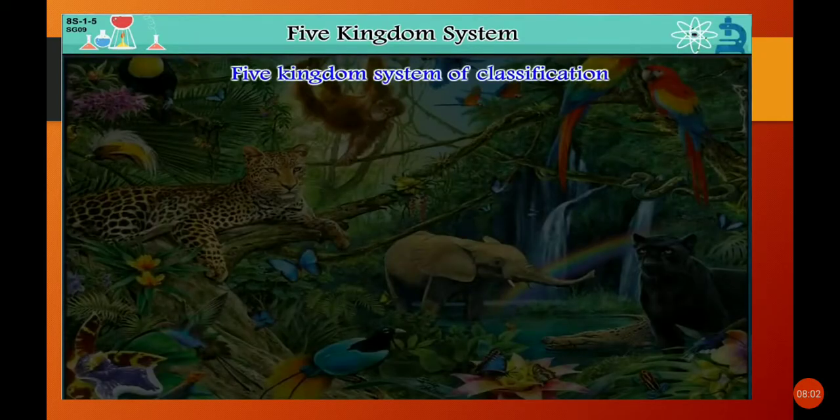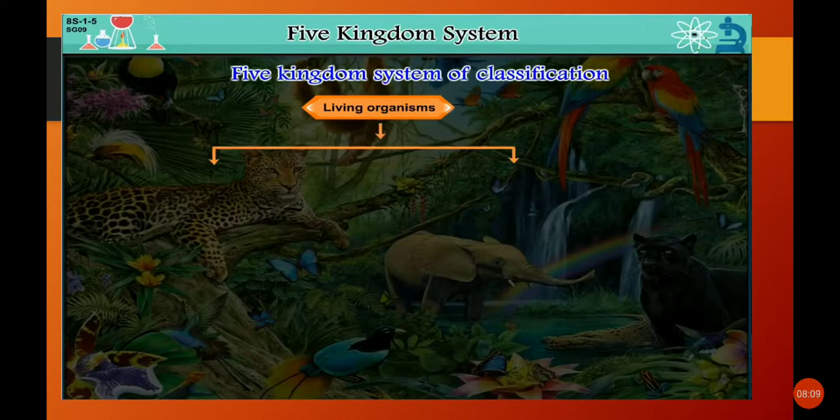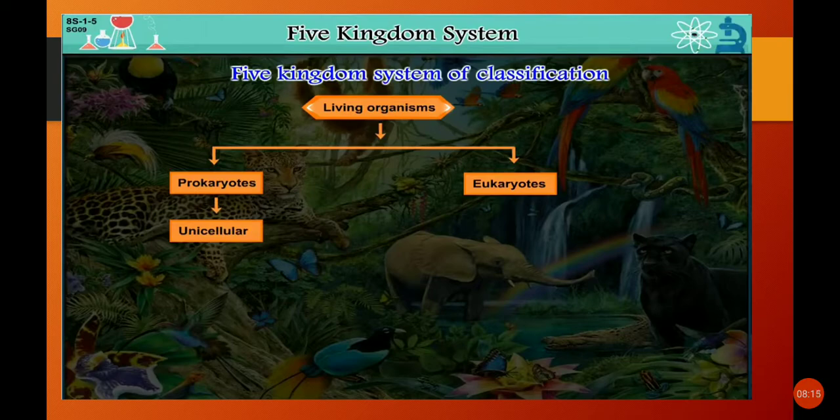Let's have a look at this figure. The 5 Kingdom system of classification. Living organisms are classified into prokaryotes and eukaryotes. Prokaryotes include unicellular organisms, which are included in kingdom Monera.